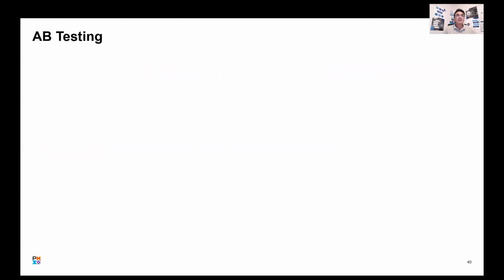Okay. A/B testing. A/B testing is basically also called split testing.